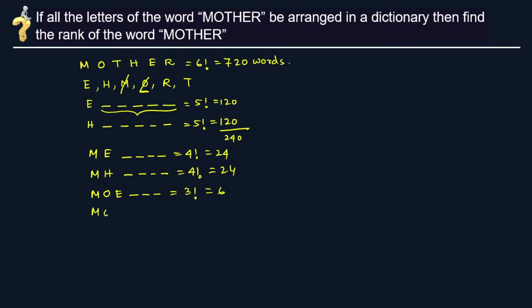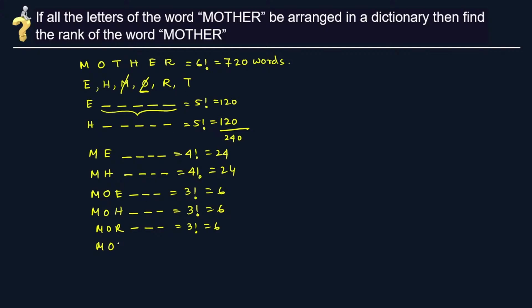After that, alphabetically H will come. Then again factorial 3, that is 6 words gone. After that, it will give us R. Again factorial 3, that is 6 words gone. All are placed in the dictionary, yet your word MOTHER has not come. After R, according to the alphabets given to us, it will be M, O, R is gone.